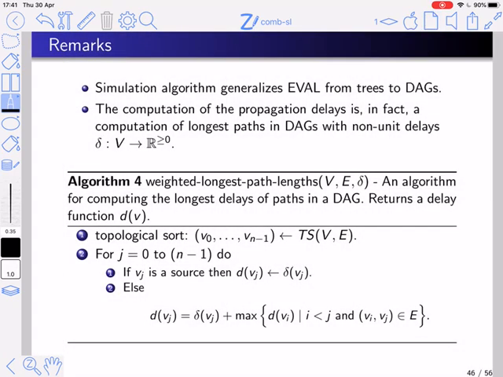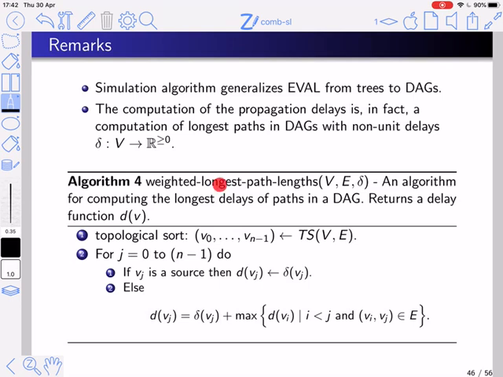I want to emphasize that the simulation algorithm is a generalization of the evaluation algorithm of formulas or parse trees to directed acyclic graphs. In fact, the computation of the propagation delays by the simulation algorithm is a computation of longest paths in directed acyclic graphs, in which you have non-unit delays on the vertices. So delta V denotes the delay which is given to a vertex V. Okay, each gate has some delay which is associated with it.